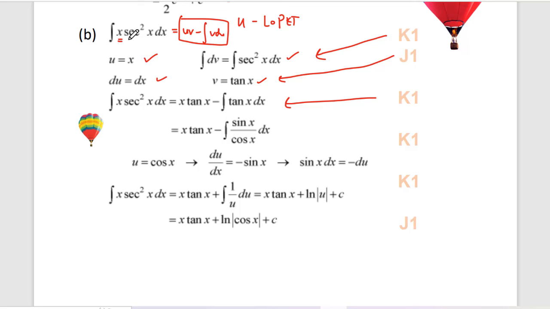So, guna substitution. Let U equals to cos X. And then differentiate dapat negative sin X. So, ini awak dapat K1. And then baru masukkan balik dalam integral ini. So, masukkan balik. Gantikan, make sure semua in terms of U. So, ini dapat K1 and then awak integrate 1 over U. Ini dapat integrate 1 over U, dapat ln U dan U ni kena gantikan balik dengan cos X. So, ini dapat J1. Itu untuk part B.